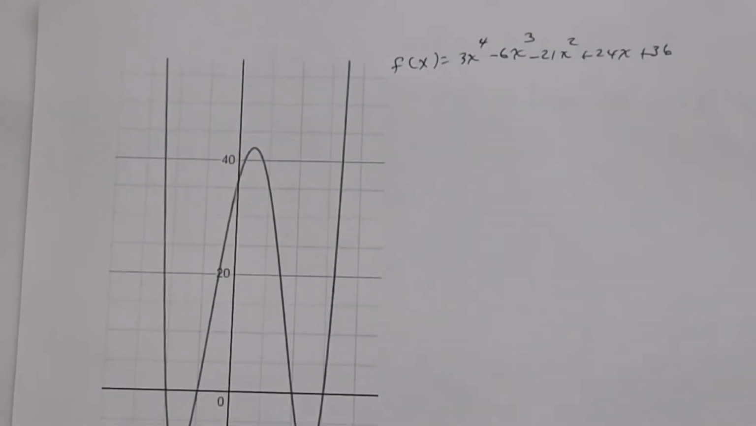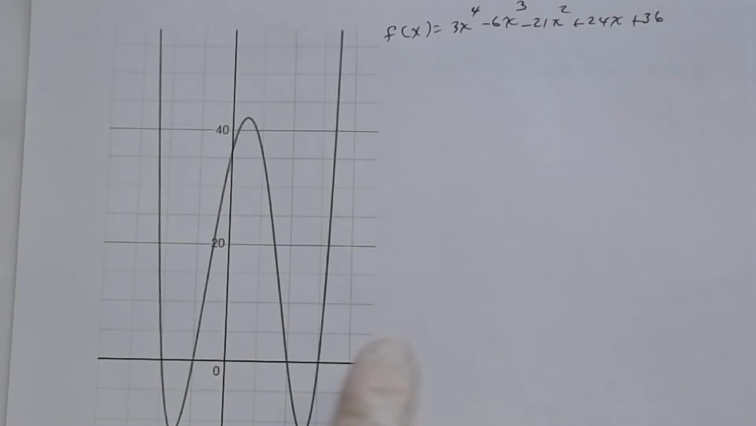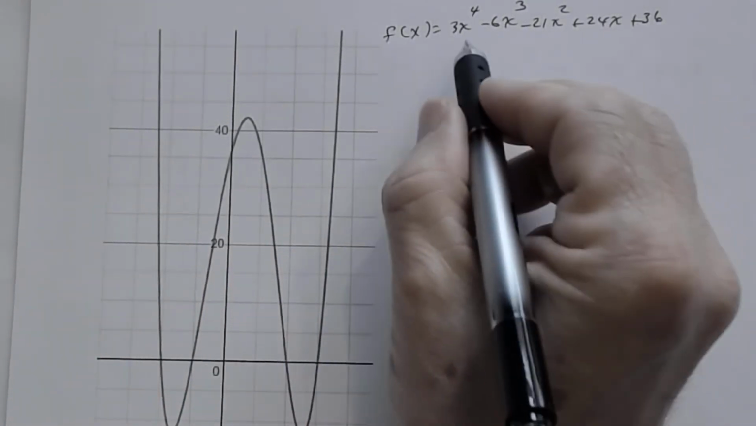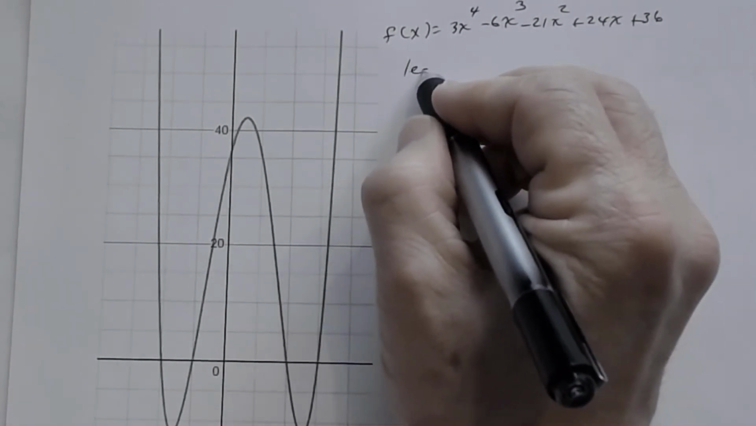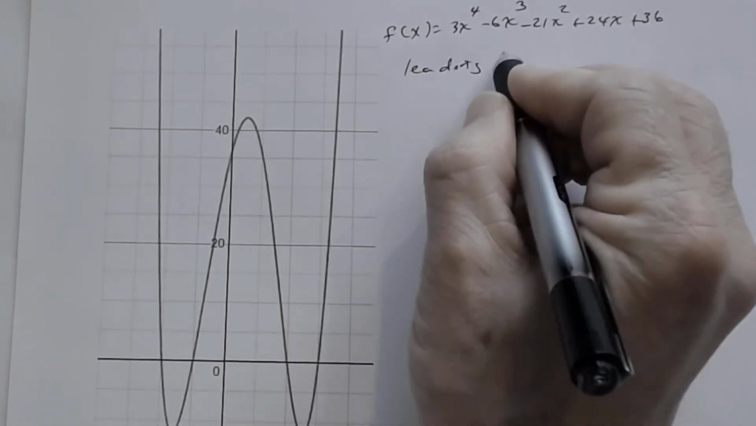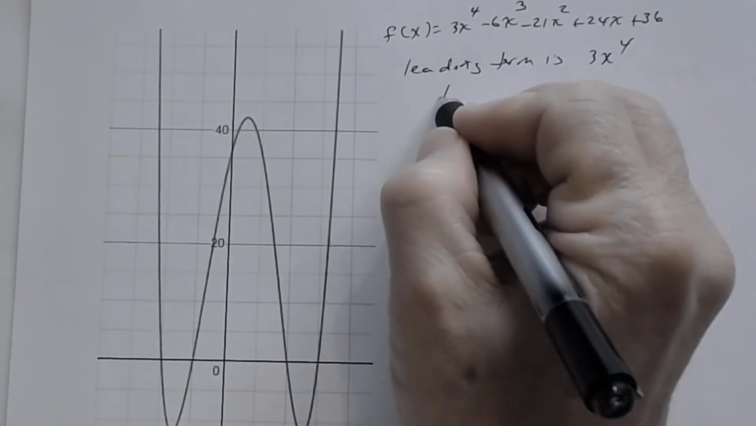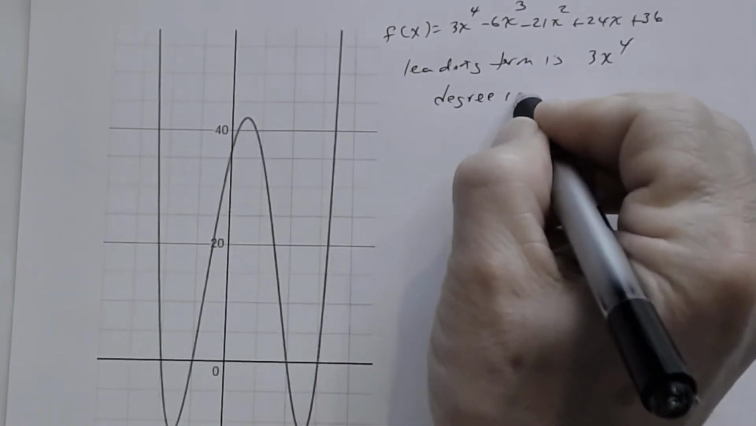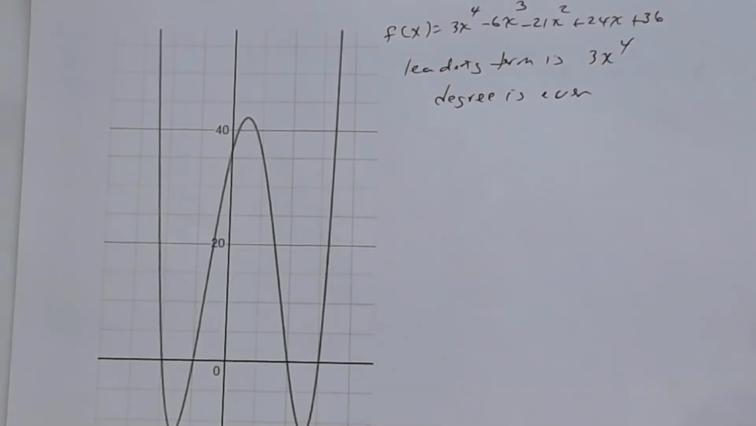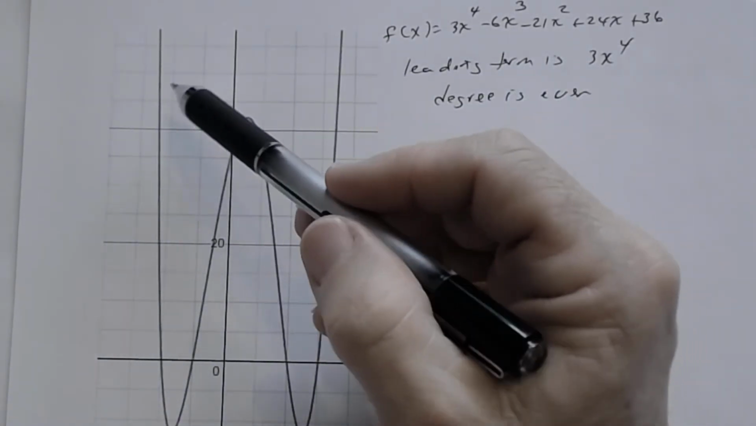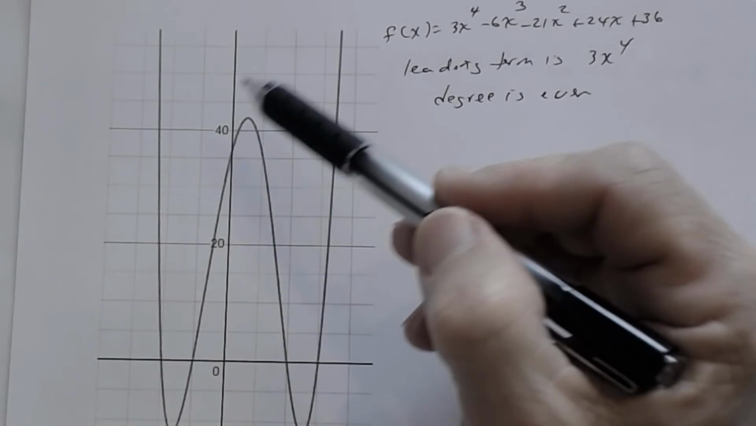Now we'll look at this one. Over here, here's the function f of x. It looks like this. The leading term is 3x to the 4th. The degree is even. What do you notice about the arrows? They're pointing up.